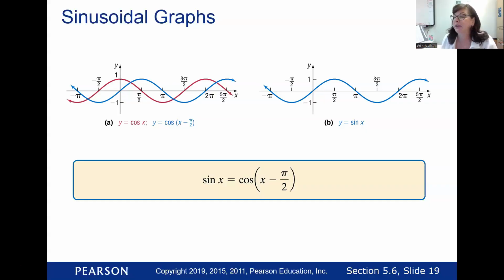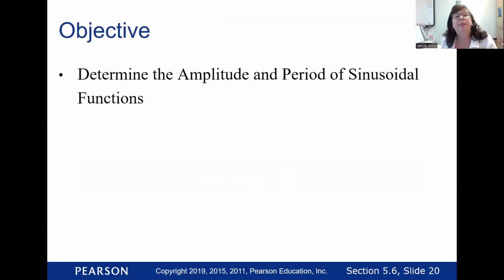Notice here, let me show you real quick, that these are really just shifts of one another. Sine of x is the same as cosine of x, just shifted by pi over 2.